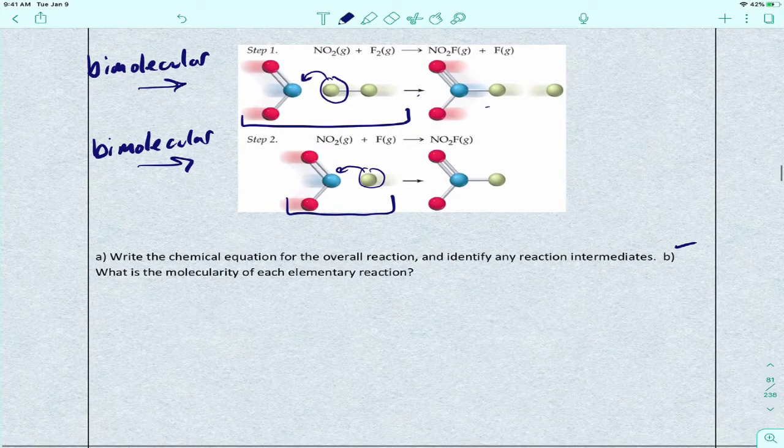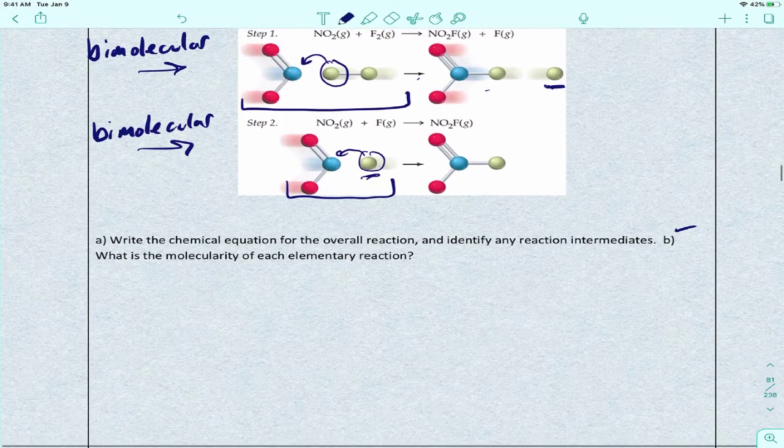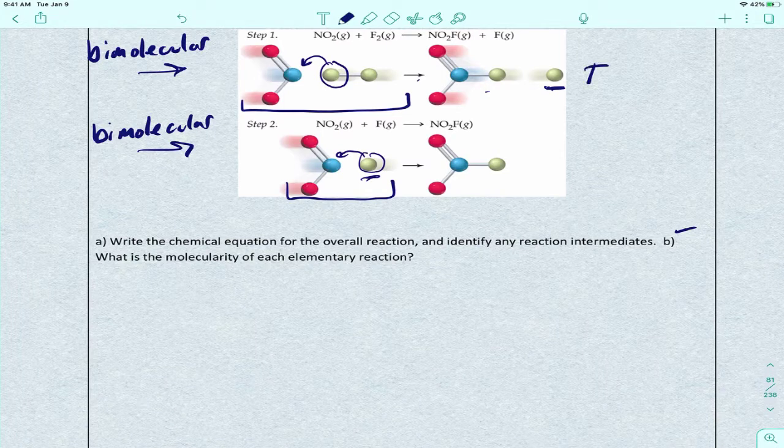All right, now part A. What we want to do is write the overall chemical equation for the overall reaction and then identify any intermediates. Now, one thing we can do before we write the overall step, now that we've got these really nice pictures, you do form a fluorine atom by itself at the end of step one, and that fluorine atom is used as a reactant in step two. So there it is. That is your intermediate. So F is your intermediate. So you have one intermediate for this reaction.